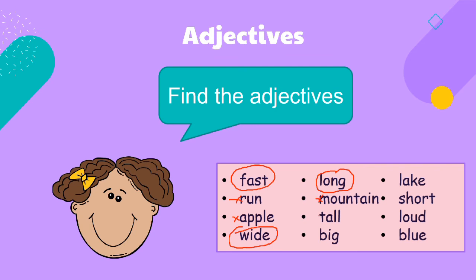Tall, yep. It's a tall building, nah, it's a tall man, okay. Big, yes. Lake, no, it's a thing. You can see it. Short, yep. Loud, what is loud? Ya, nyaring. Besar suaranya. Loud. Yeah. How about blue? Yes, also because blue is a color and color is one of the adjectives. Okay, it's clear, right? Okay. Now let's move to the main.